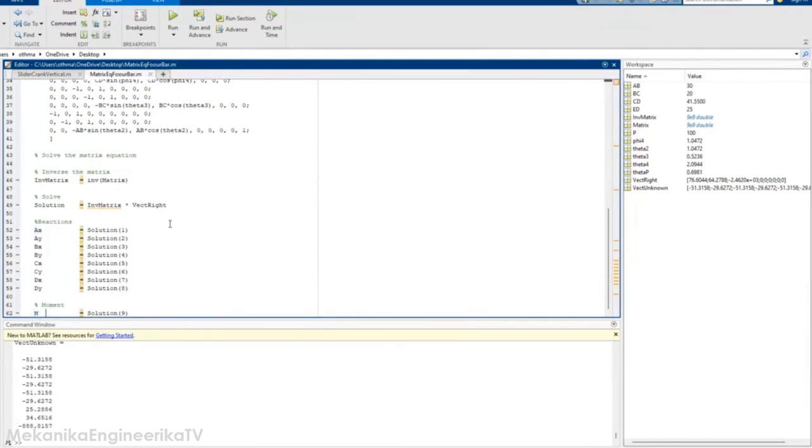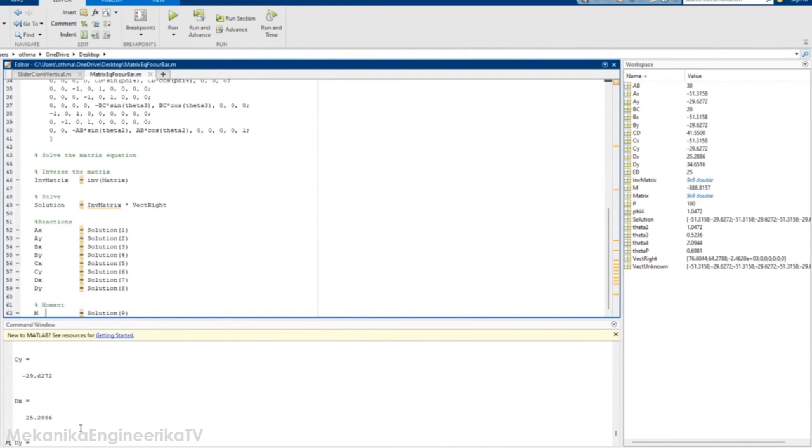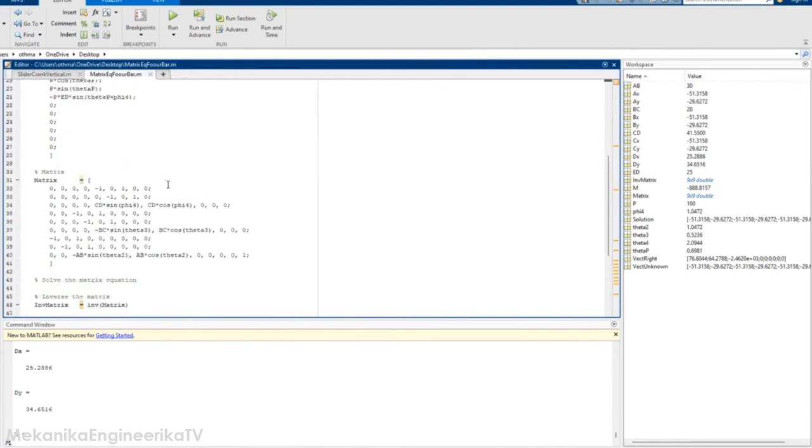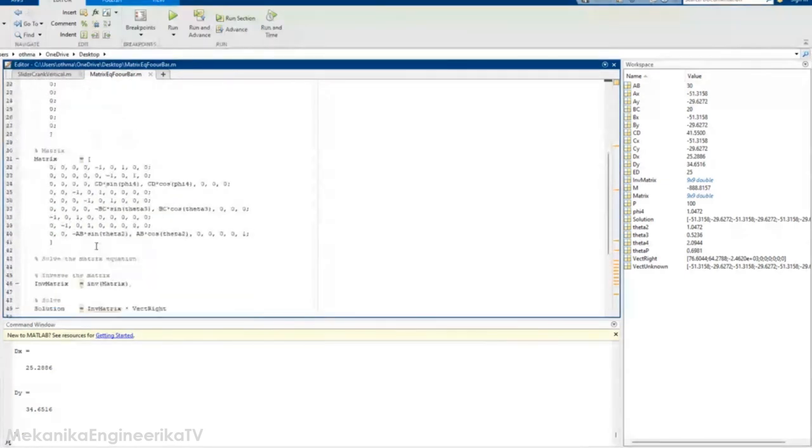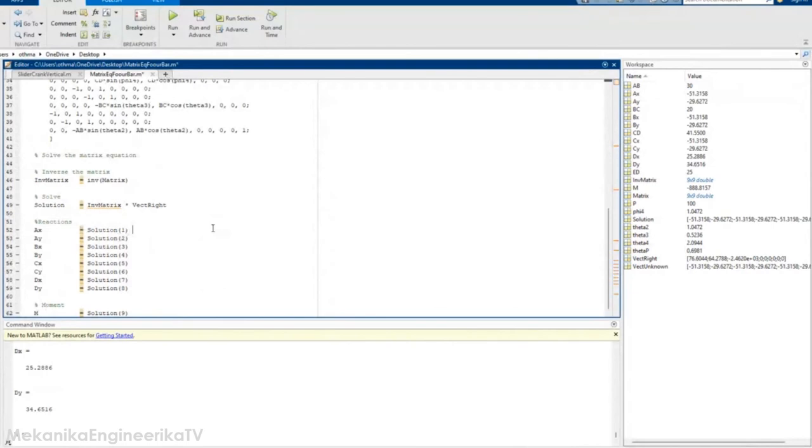Okay, now when I run, I will get my final results. So here I will have AX, AY, BX, BY, CX, CY, DX, DY, and the moment. Now, I have used Newton for the force. So all reactions will be in Newton. So this is also a comment for the user.